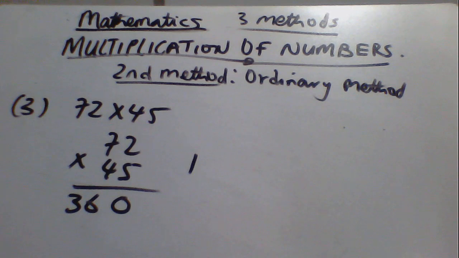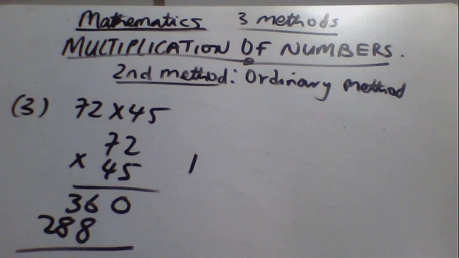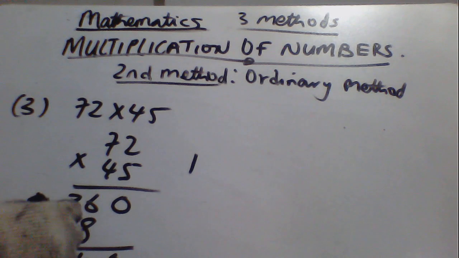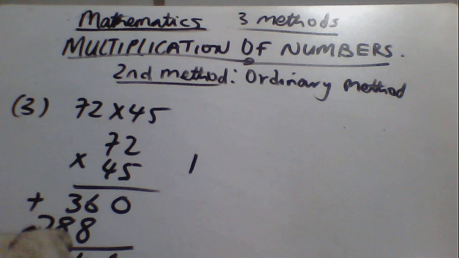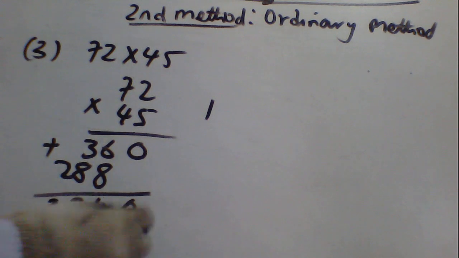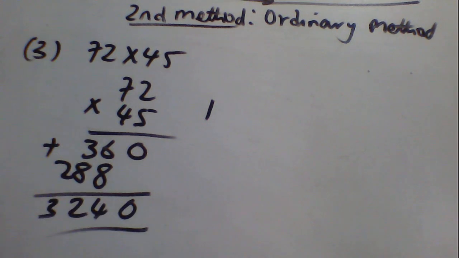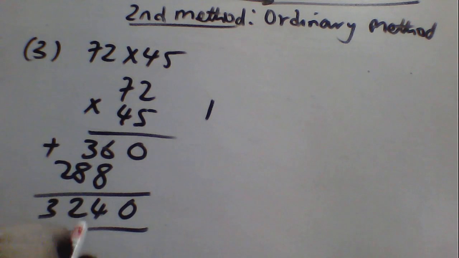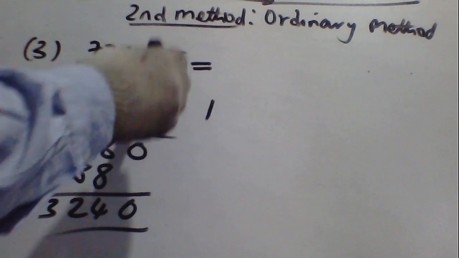4 times 2 is 8. 4 times 7 is 28. Then I add up. This will give me 0, 14, carry 1. This will give us 11 plus 1, 12. I carry 1. Then 1 plus 2 gives us 3. 6 plus 8 is 14. I write 4, carry 1. Put the 1 here, gives me 4. 4 plus 8 is 12. I write 2, carry 1. 2 plus 1, 3. So the multiplication of 72 by 45 is 3240.